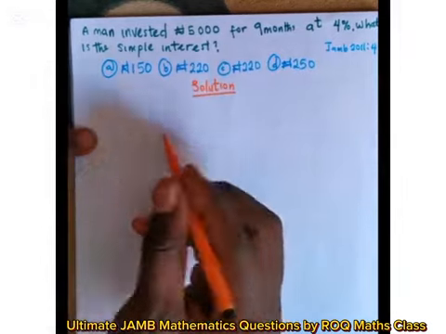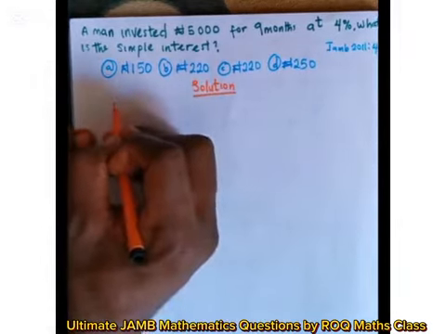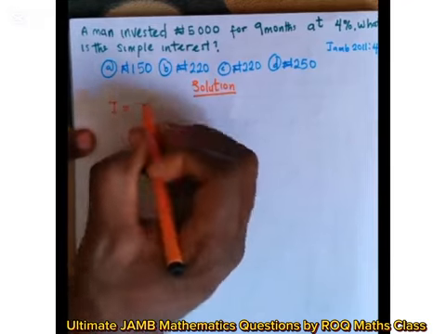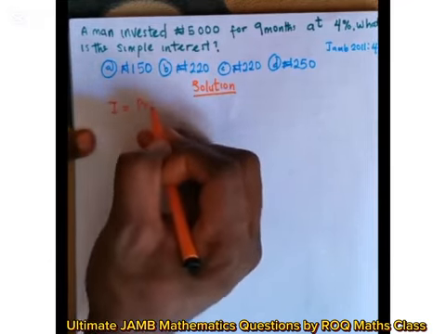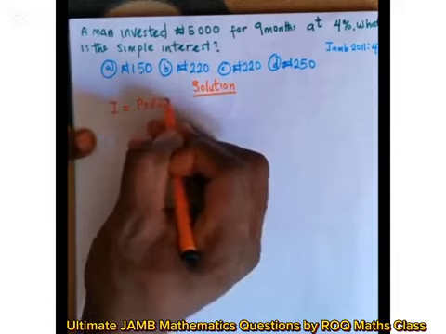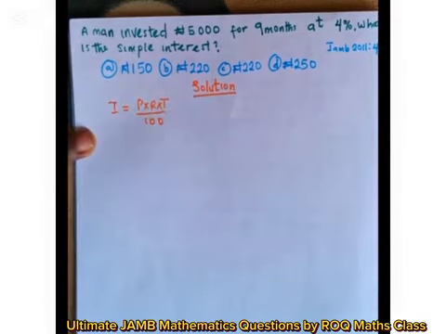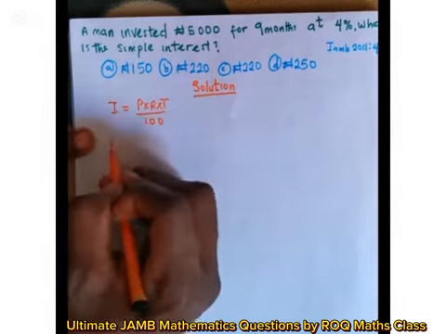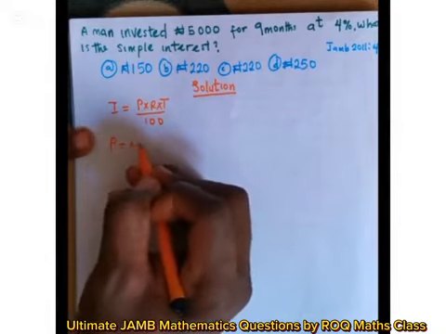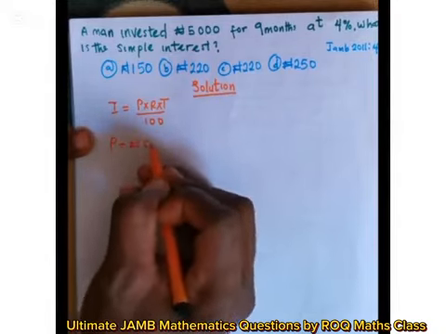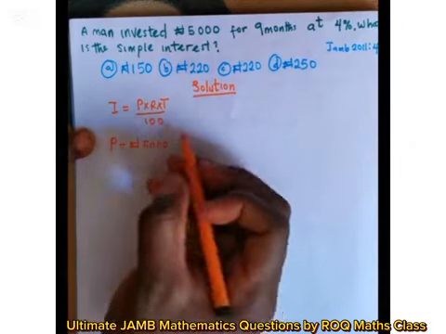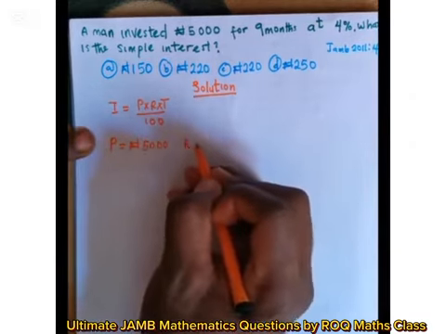Now, our simple interest formula is equal to principal times rate times time over 100. Now from the question, the principal is 5,000 naira. Then the rate is what?